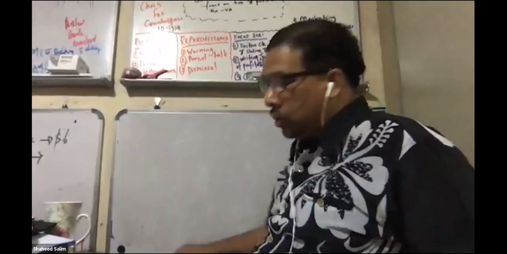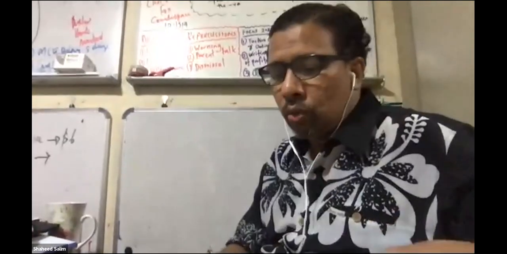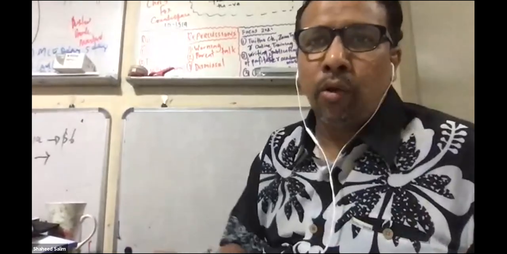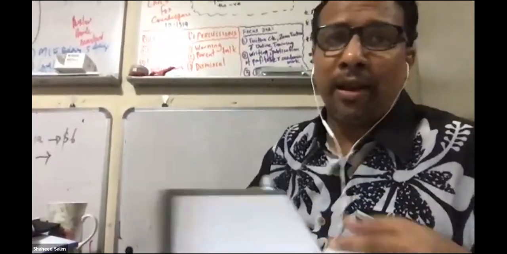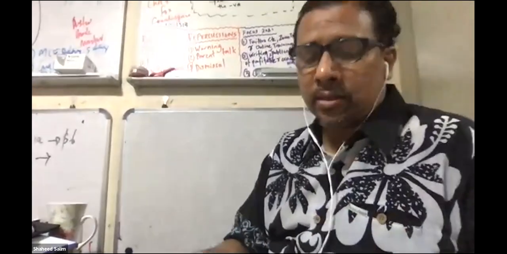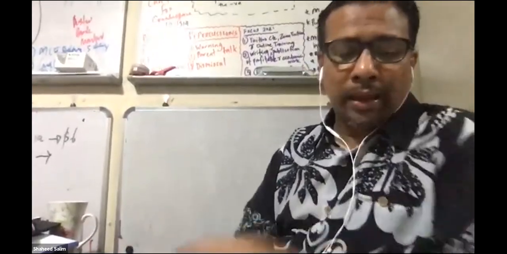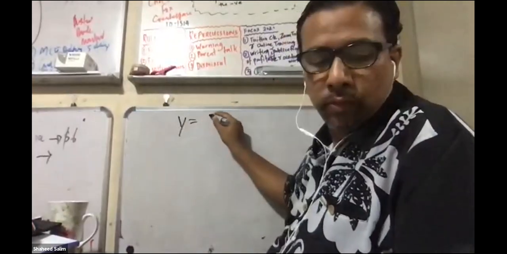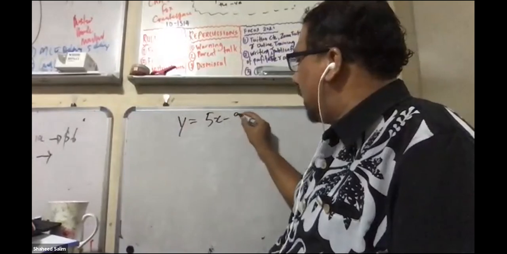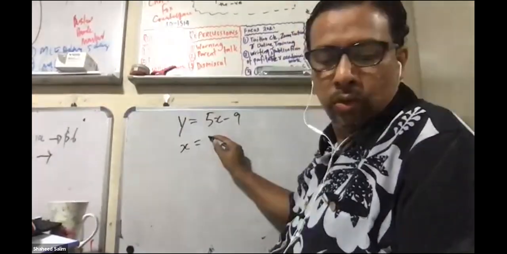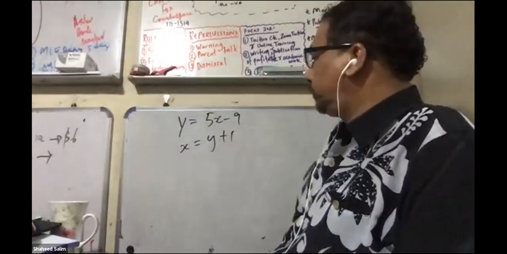Now remember, your goal in doing this is to get rid of one of the unknowns. What is the meaning of unknown? Unknown is x or y, because you do not know what the value of x or y is. So x is an unknown, y is also an unknown. We want to get rid of them. So now you have y equals 5x minus 9. The other one, x equals y plus 1.